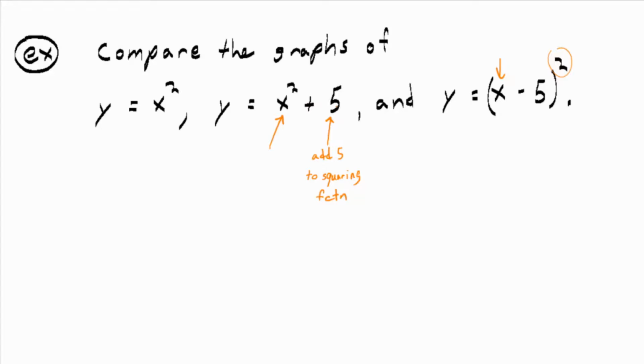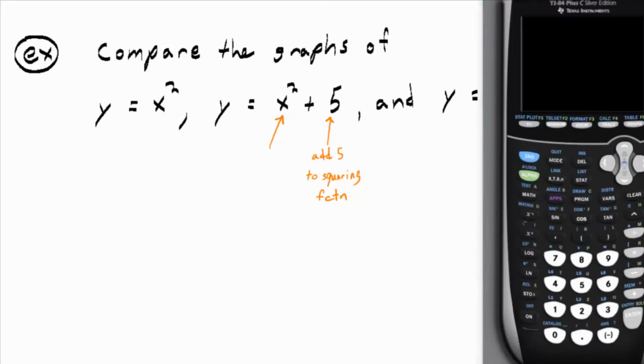The shape, you'll notice, is going to be the same. The shape of y equals x squared, y equals x squared plus 5, and y equals x minus 5 quantity squared are all going to be the same. They're just going to be in different positions on the xy plane. So let's do this on the calculator to save some time.